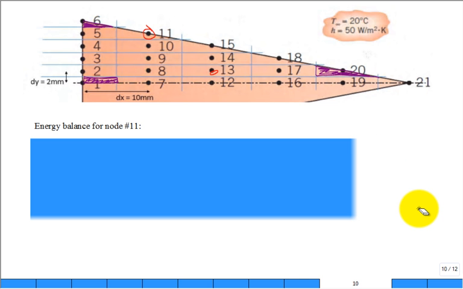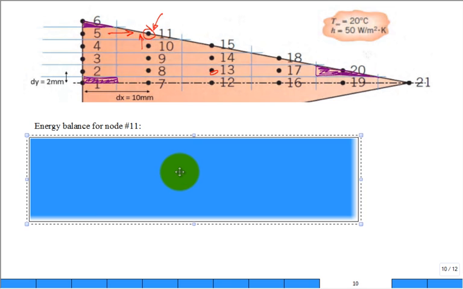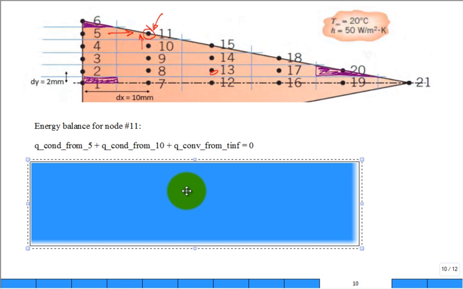Go slow. Right here, somebody put a little diagram and said, something comes into the node, something comes into the node, something comes into the node. He had 3 things he needs to account for. Some people are like, oh, I'm just going to count 2 of them. I forgot one of them. So what do they have? Conduction from 5 into 11, conduction from 10 into 11, convection from T infinity into 11. Those 3 things. This is how I'd write it because I don't like to slip on floors.